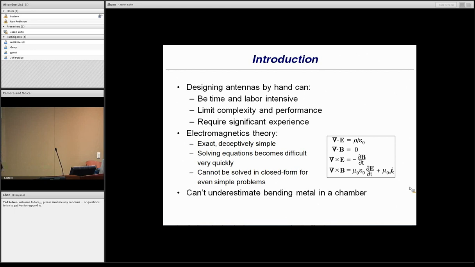And you never want to underestimate bending metal in a chamber. Sometimes serendipity can rule the day. You bend the antenna the right way, put it on your network analyzer, and it's like, wow, this resonates right where I want it to resonate. Great. The other thing is a lot of antennas, especially cell phone antennas, are actually designed by someone in Asia with a pair of tin snips cutting strips of copper tape.